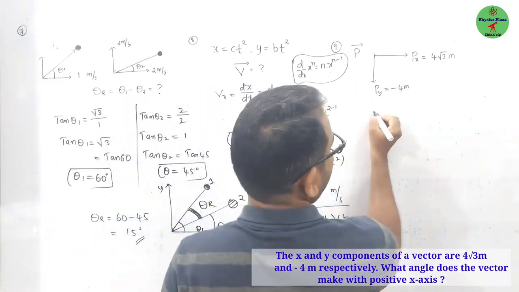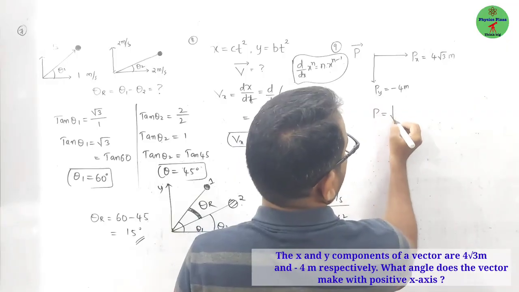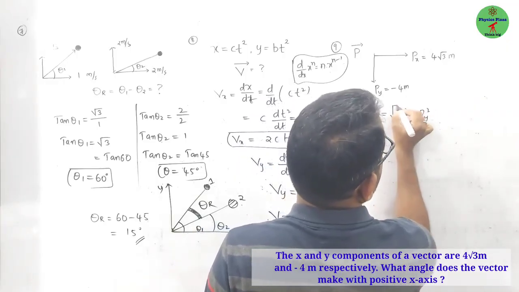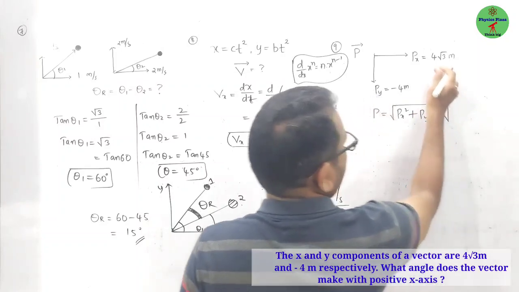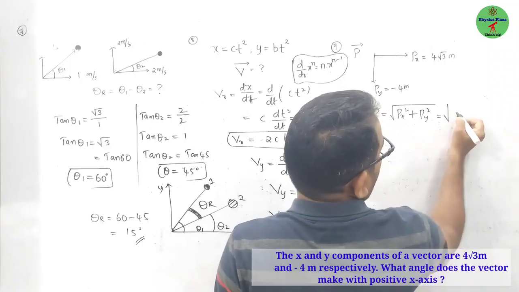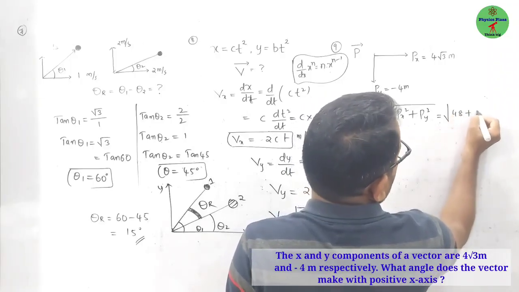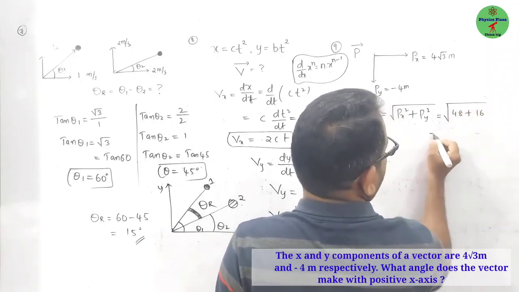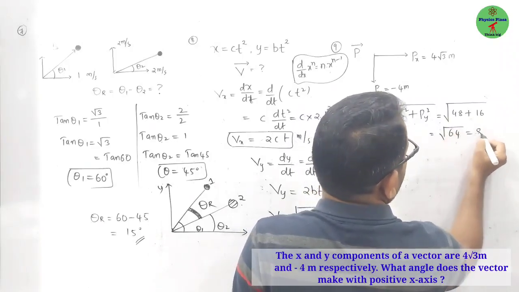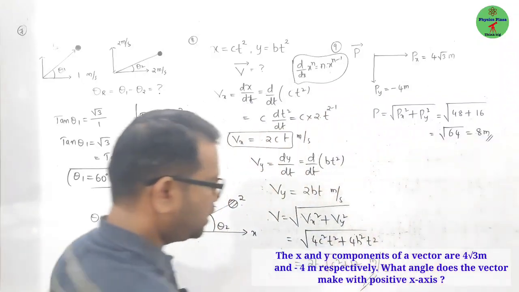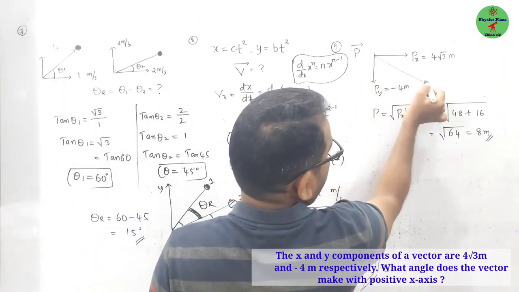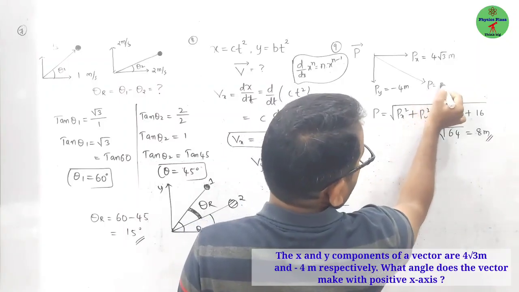So now, the resultant vector is going to be p is equal to square root of px square plus py square. So this square means how much, children? 4 fours are 16, into 3 is 48, plus 16. So this is how much, children? It is 64. So this is going to be 8 meters. This we got, fine.